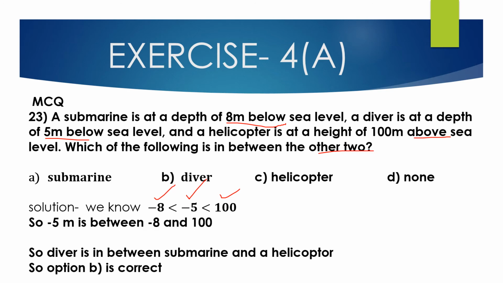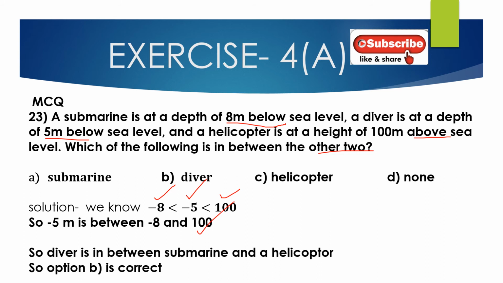We know that between minus 8 and 100, minus 5 will be placed. If we represent these integers on a number line, then minus 5 will be in between minus 8 and positive 100. So minus 5 meter is in between minus 8 and 100. Minus 8 is less than minus 5 is less than 100. 100 is greater than minus 5 is greater than minus 8. Minus 8 is the smallest integer and 100 is the greatest, and minus 5 will be in between minus 8 and 100.